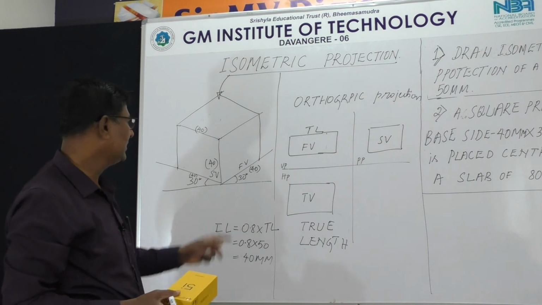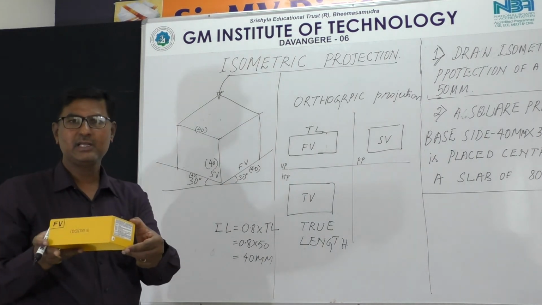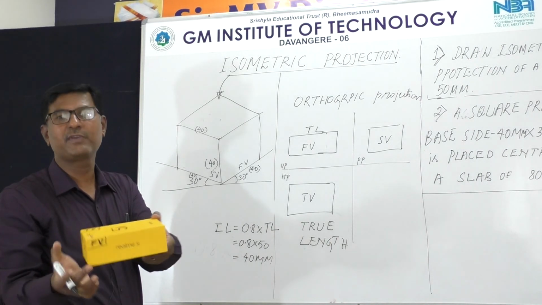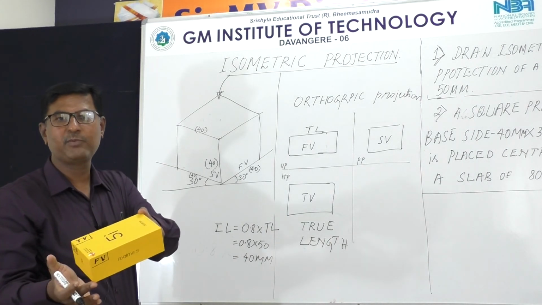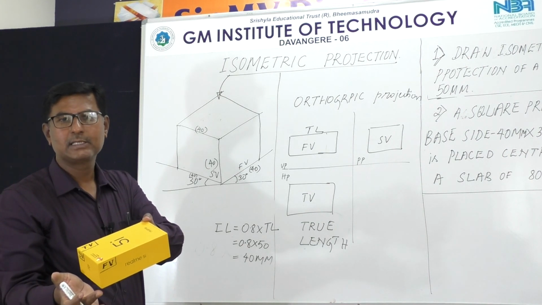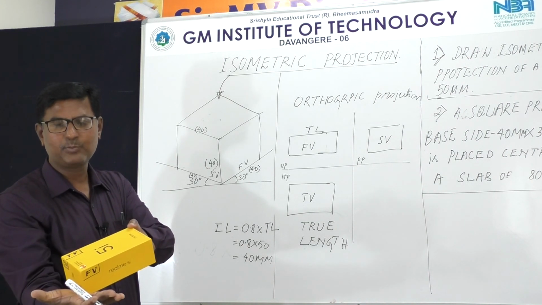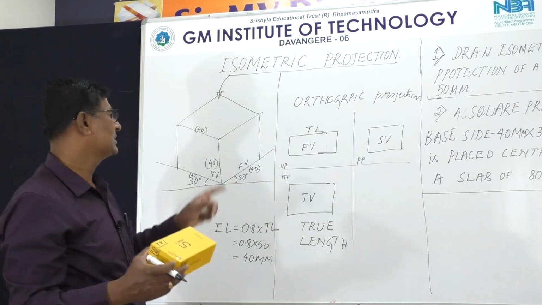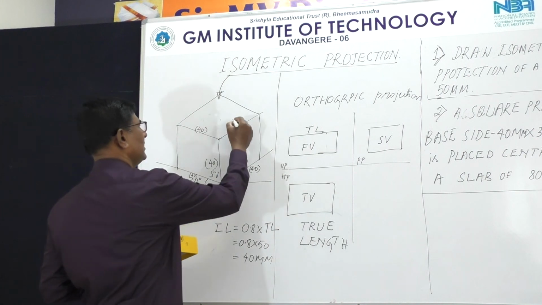I repeat once again: rotate by 30 degrees, lift by 30 degrees. Every time this corner must be fixed. Rotate by 30 degrees, lift the back side by 30 degrees, holding this corner at the same position. So you will see the front view, the side view, and the top view simultaneously. This is your top view.